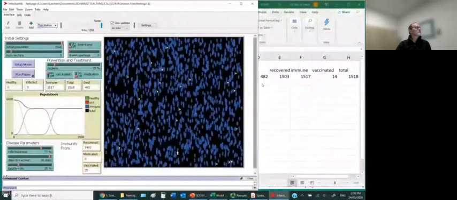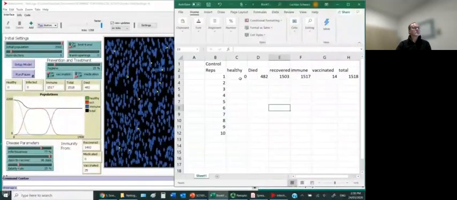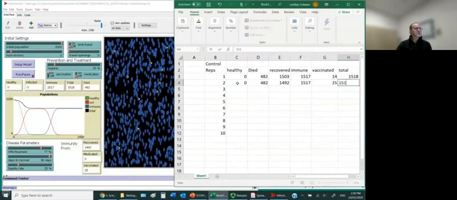Again, I'm going to record those numbers. You could also include an infected number there. I haven't got one. So healthy, we've got 0. Died, 482 again. Recovered, 1492. So we can see that that's different. Vaccinated, we can see that's different. Immune, 1517 again. Vaccinated was 25. And the total is 1518. We then do it again.